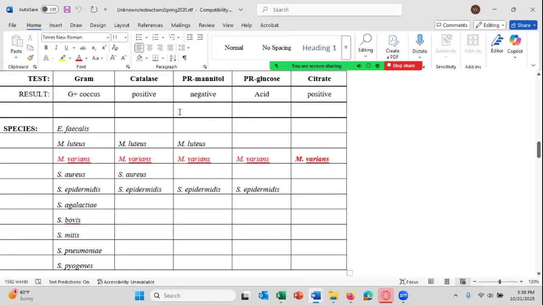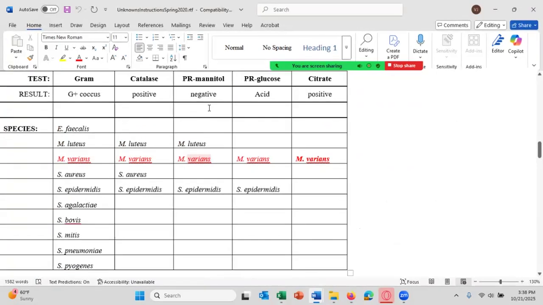The next one that was done was the catalase test, which can be catalase positive or catalase negative. We're not following the catalase negative, but that's actually all of these species here. And the catalase positive were the results. So we're following these 4 species here. Then they did the PR mannitol. The test was PR mannitol negative. These are these 3 species here. We're not following the PR mannitol positive, so we're crossing out Staphylococcus aureus.